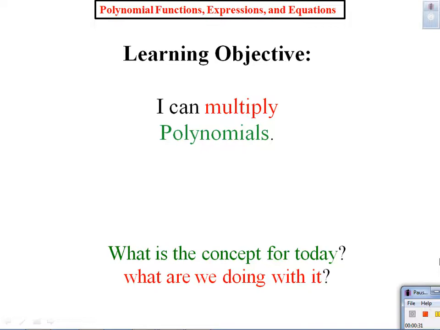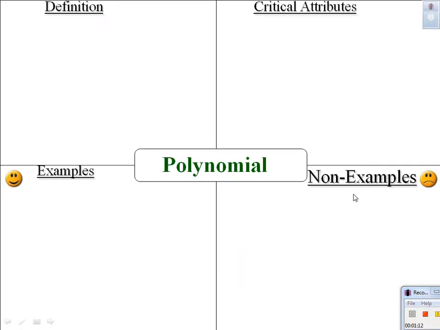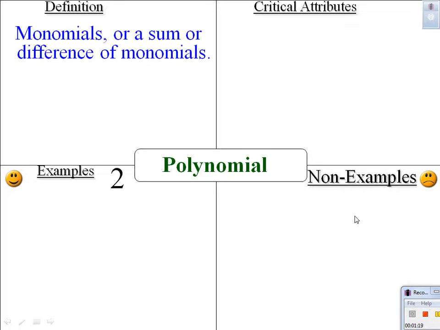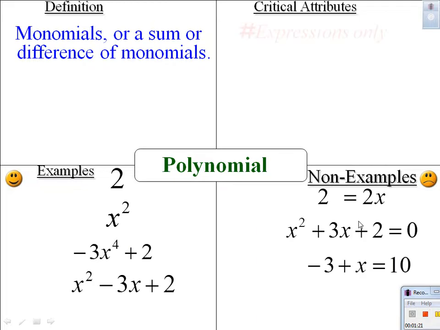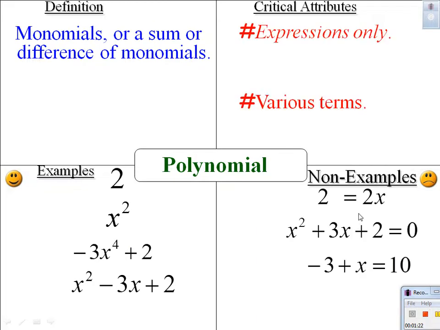But overall, by now, we should know the definition of polynomials. Is that correct? So we don't need a Frayer model. Tell your neighbor the definition for polynomials, please. All right, very good. I heard monomials, or the sum or difference of monomials. Is that correct? And we know what they look like, and we know what they don't.